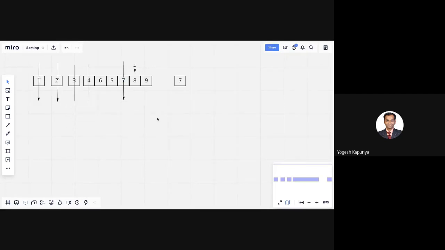Right. So now I require to sort these two parts, 6, 5 and 8, 9. Right. So I hope the example is clear now. Once again, it will do the same thing which I have done.